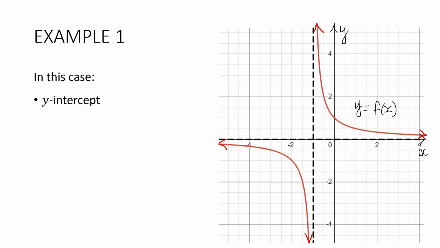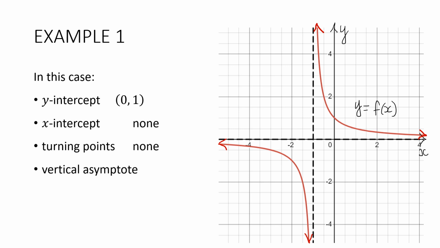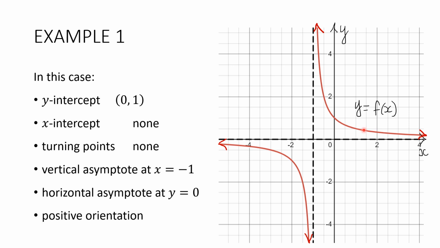Now let's look at this example and we'll pick up the features from the graph. In this case, the y-intercept is the point (0, 1). There are no x-intercepts. There are no turning points. There is a vertical asymptote at x is equal to negative 1. There's a horizontal asymptote at y is equal to 0. And this curve has positive orientation.